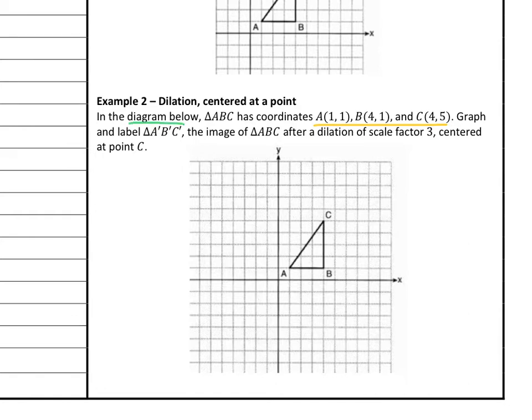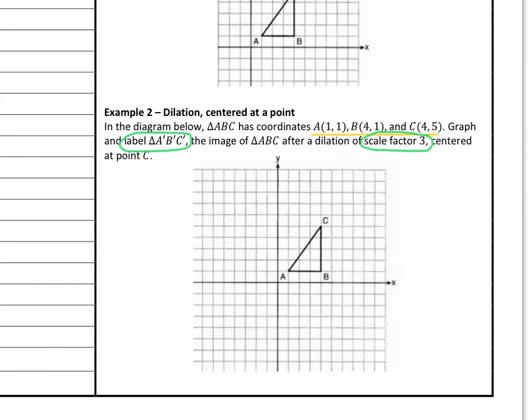So again, we're given the same initial directions here. But notice it says the image of ABC after a dilation with a scale factor of 3. So my scale factor is different. And this time it says it's centered at point C. Ooh, sorry about that. Let's try that again.